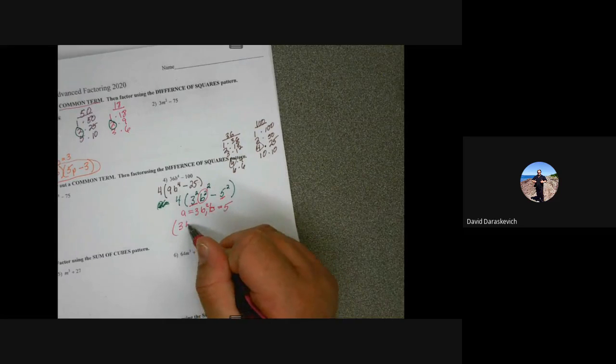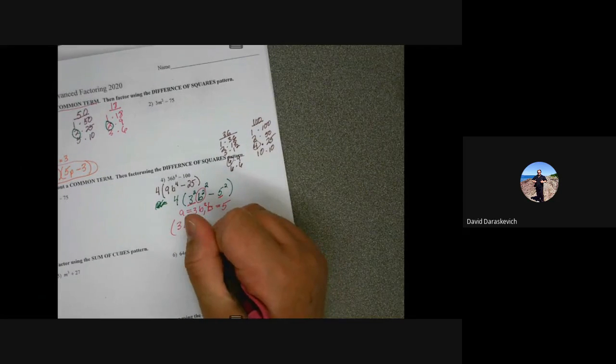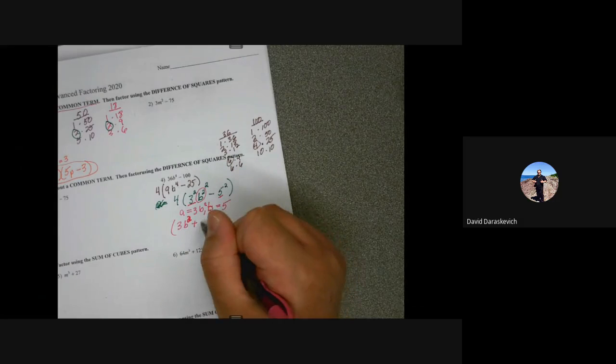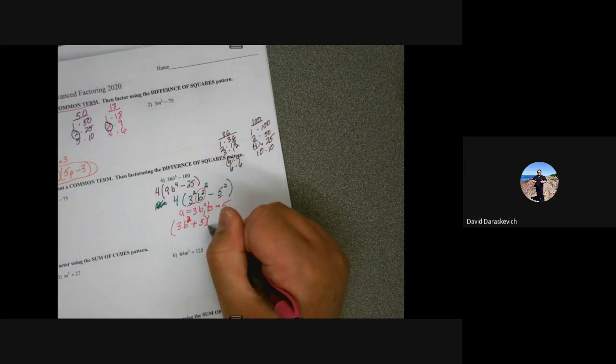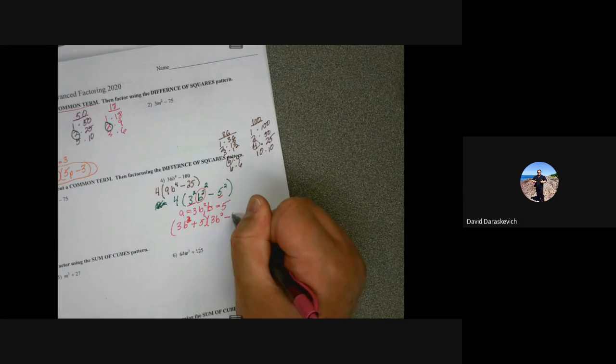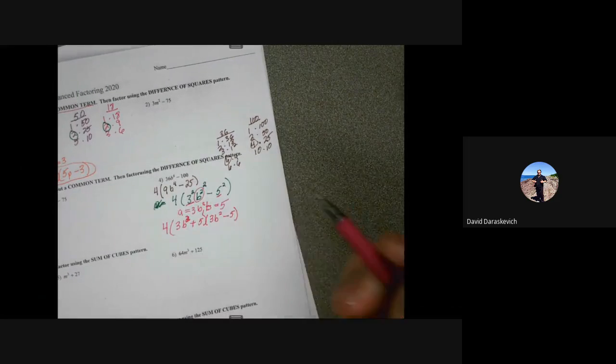So I have A plus B, I'm going to make a lot of these. 3b squared is my A, minus or plus, whatever one you want to put first, 5, and A minus B. And don't forget to bring down that 4. Okay.